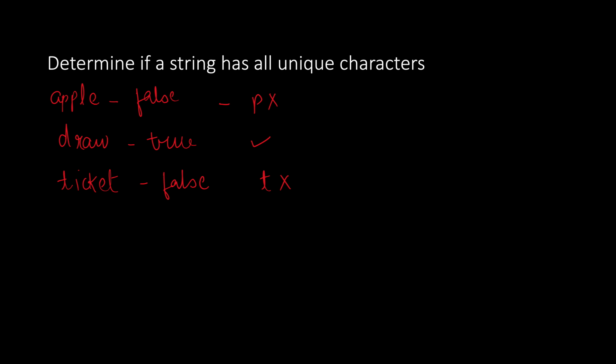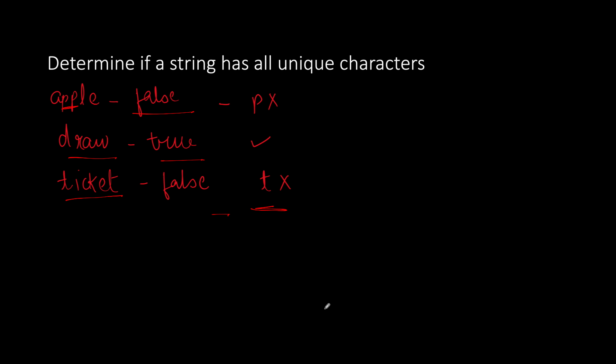So let's take some examples. We have the word apple, and we have to determine whether this apple has unique characters or not. Since apple contains p as the duplicate character, it should return false. The next example is draw. You can see that draw contains all unique characters, hence it should return true. Now the next example is ticket. This ticket has t as the duplicate character and hence it should return false.